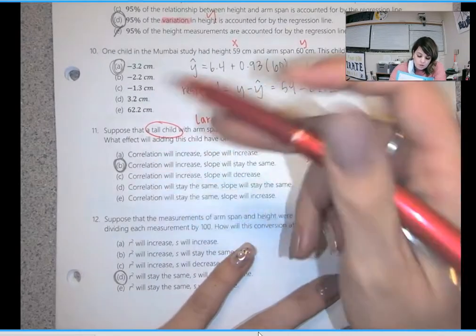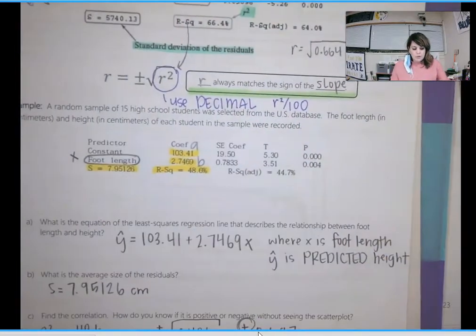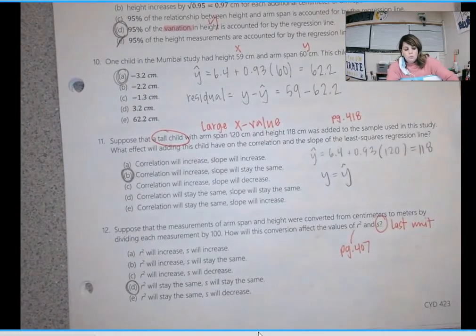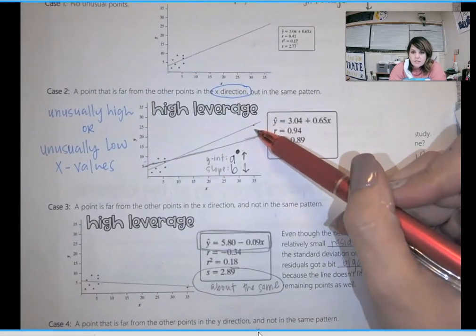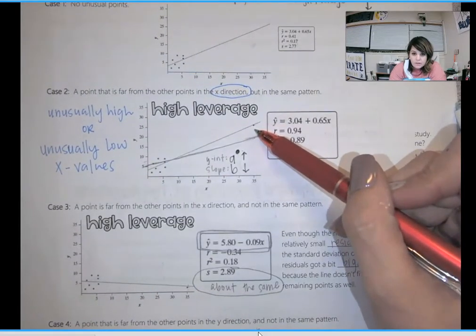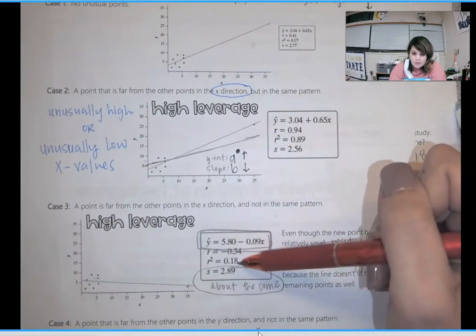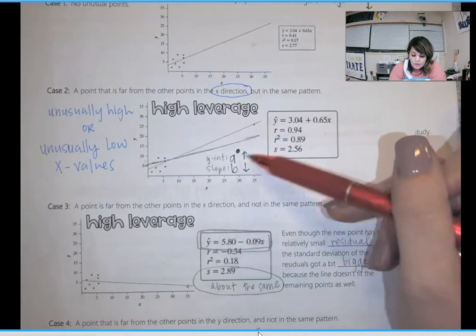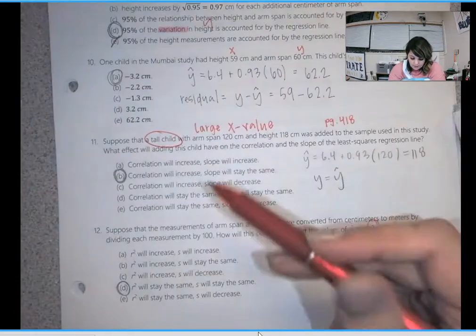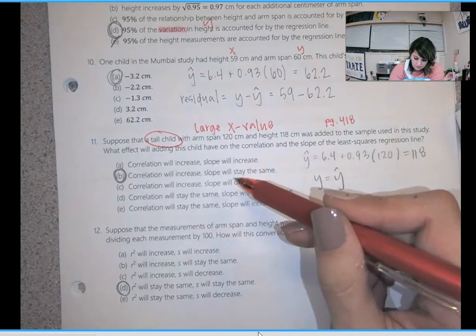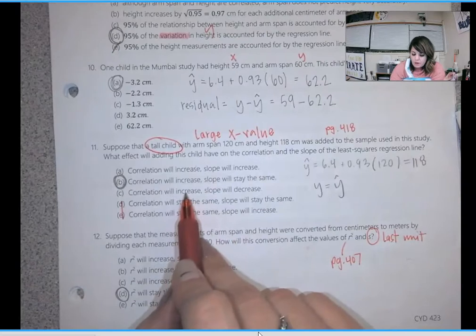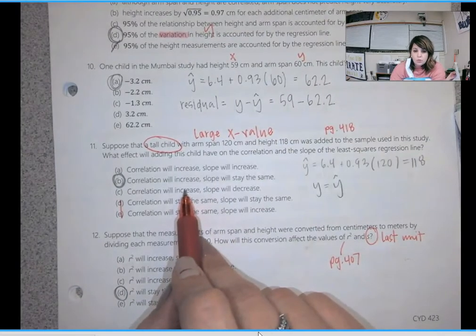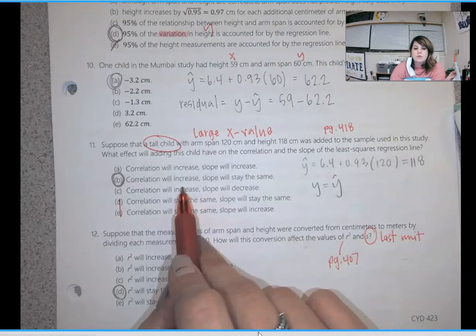So when they talk about correlation, what happens when we add a child with a large X value? Well, in this case, it increased correlation, and in this case, it decreased. So we know that it will have some effect, so it can't be D or E. And then our only option is correlation will increase, so we don't even have to worry about whether or not it's an increase or a decrease.